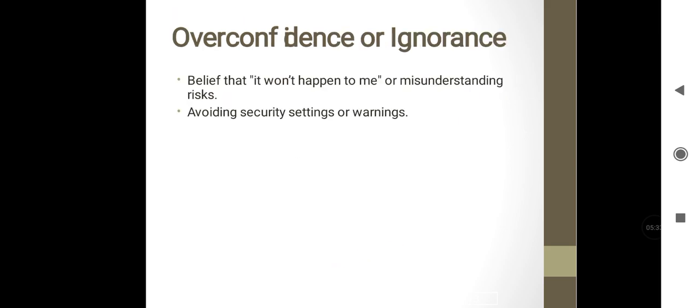Okay, and next one is overconfidence or ignorance. Some users think nothing will happen to me. This is called overconfidence or lack of awareness. For example, a user may receive a security warning but ignore it. They may think it's a normal message. They may click that link without checking. Suppose you receive a message: your account will be closed, click this link immediately. You may become afraid and click without checking. This is exactly what attackers want. The important lesson is never ignore security warnings or assume that you are completely safe.